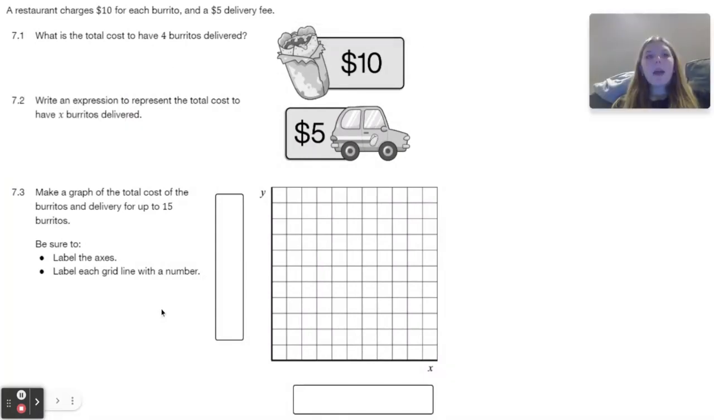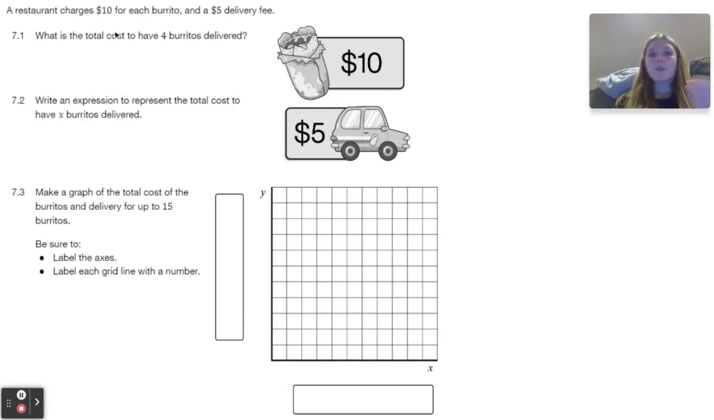Now, a restaurant charges $10 for each burrito and a $5 delivery fee. So the $5 delivery fee is never going to change. It's a flat fee. But like I said in the previous problem, instead of solving how much it would cost to have 4 burritos delivered, it's easier to find the expression first.